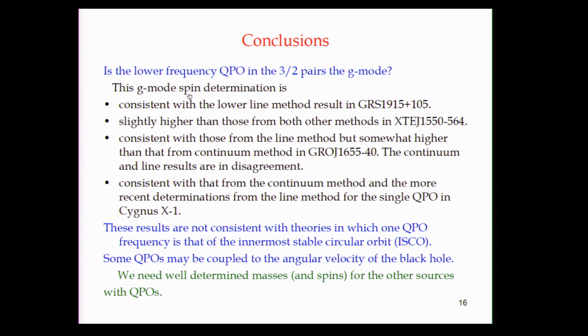So here's the conclusions. I won't read this. It's what I said. Consistent in some cases, apparently inconsistent in other cases, but so are the other determinations. So a lot more has to be done. I mentioned this. ISCO models are out. Some QPOs may be coupled to the angular velocity of the black hole, as indicated. The main message is we need better determined masses in some cases and spin in other cases for the other sources with QPOs. And hopefully there'll be other satellites in the future that'll get us more QPOs, like LOFT.